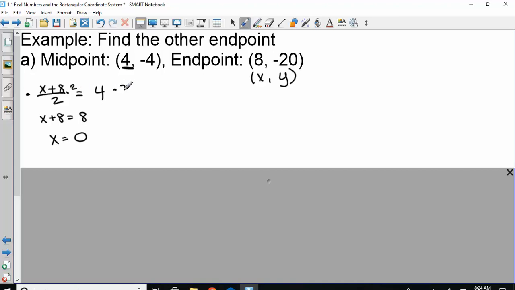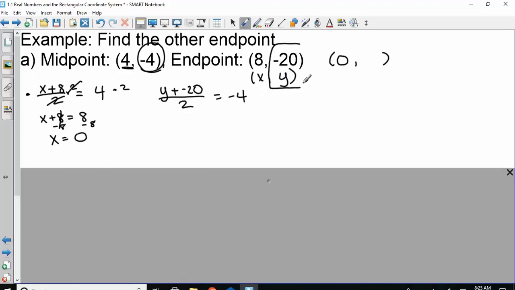To solve this equation, I multiplied by 2, so those cancel. So we have x plus 8 equals 8, and then subtract over my 8. So the first x of my endpoint had to be 0. Now I have to find the y. Think about finding the midpoint for your y. You would add up the y's, divide by 2, and it has to equal the y value of the midpoint, which is negative 4. You just add the endpoint y's, these two endpoints.